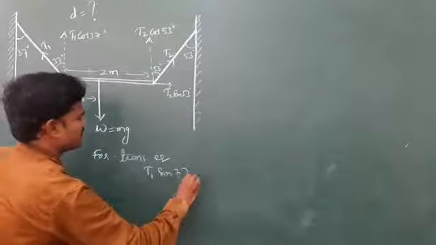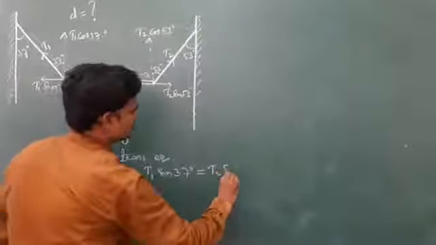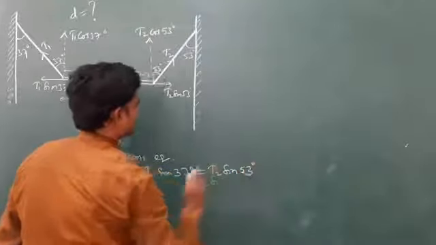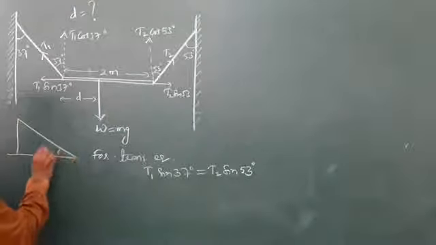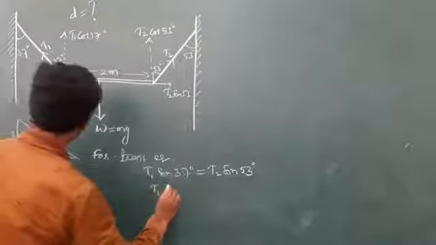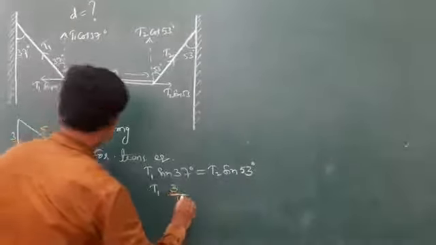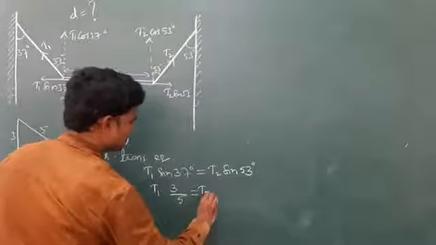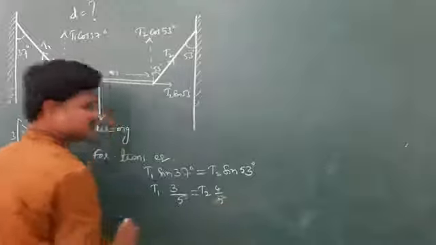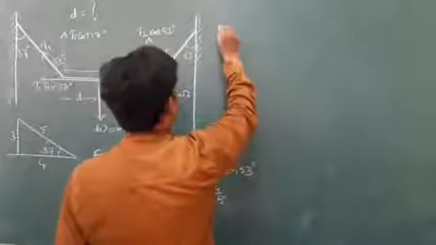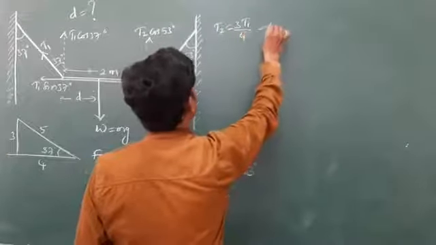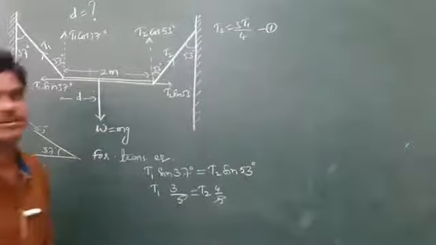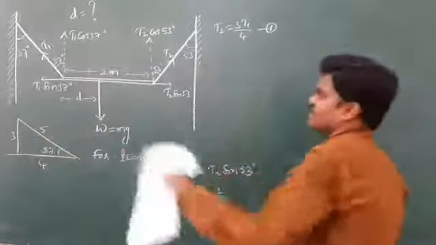T1 sin 37 equals T2 sin 53. I think you remember the triangle: the 3, 4, 5 triangle. For 37, 3, 4, 5, so T1 sin 37 is 3 by 5 and this is 4 by 5. No need to write so many steps; directly we can write that T2 is 3 T1 by 4. I got the link between tensions, but the target is the D value.